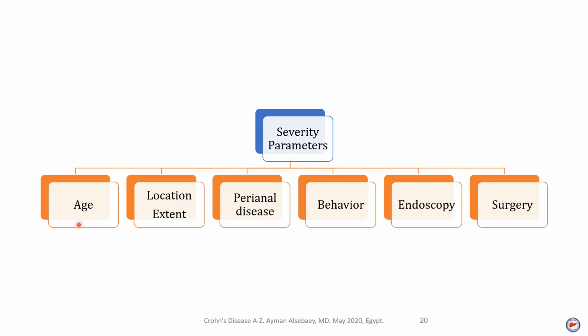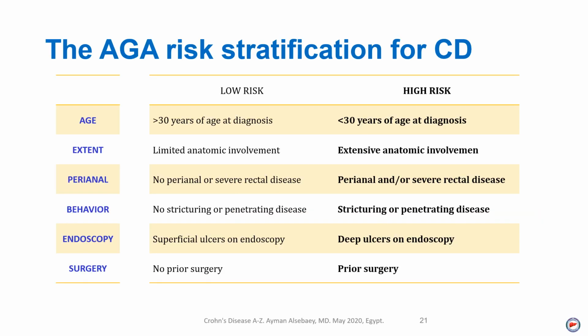We will use the age, the location and the extent of the disease, the presence of perianal disease, and the behavior of the disease, penetrating or not. We will add only two items, endoscopy and surgery. The AGA, American Gastroenterological Association, has put a nice stratification for Crohn's disease. The same items in the Montreal classification plus endoscopy and surgery were put, okay?